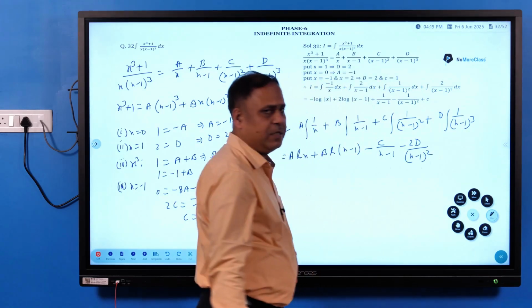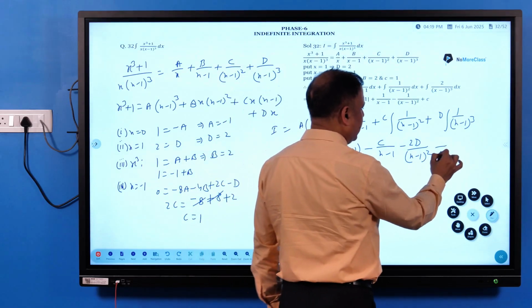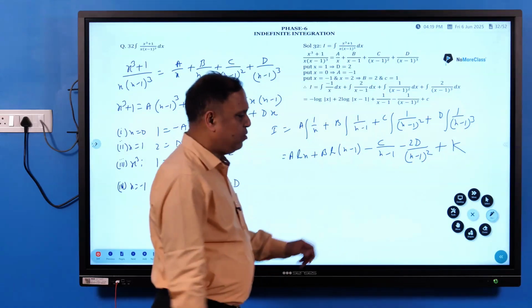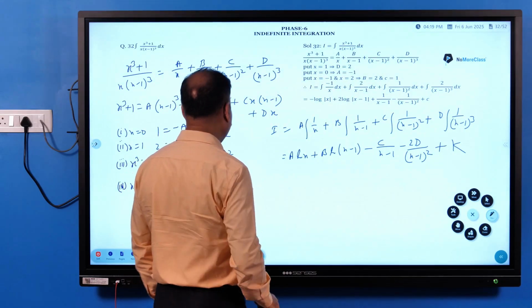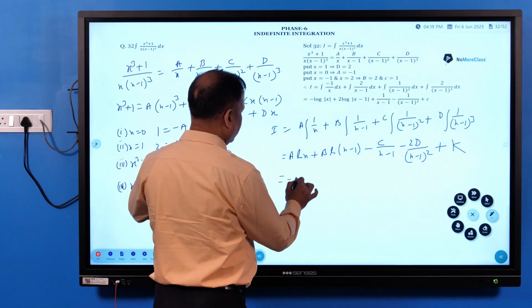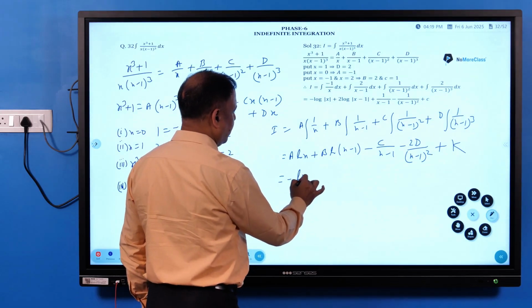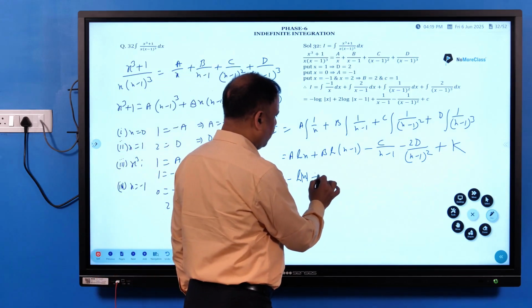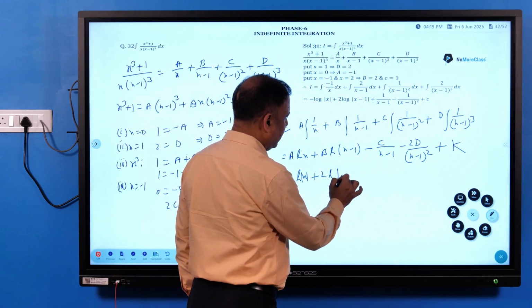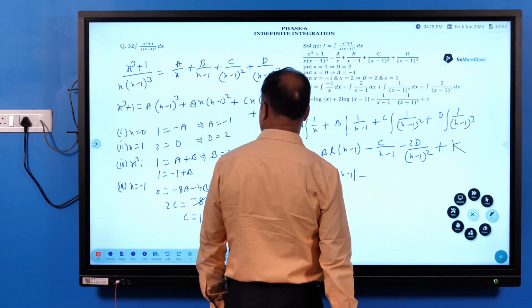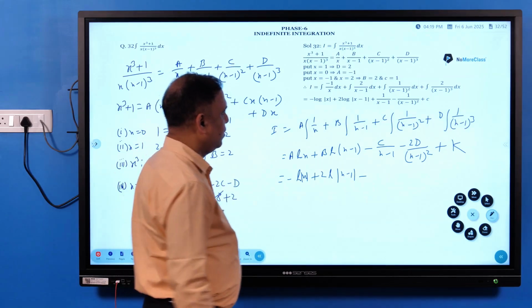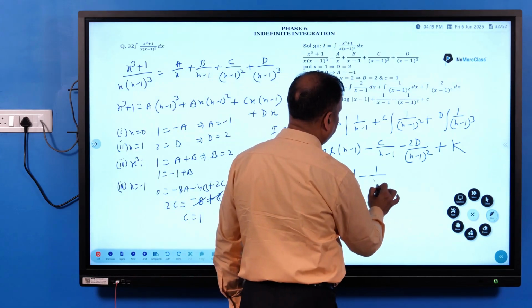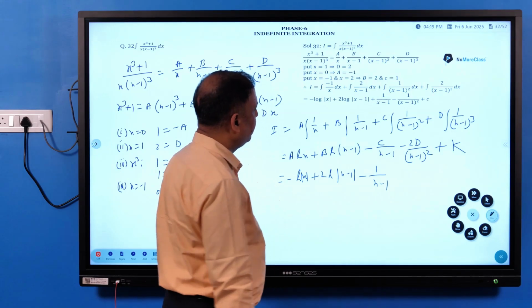Put the values of a, b, c, d, and some constant of integration will come. So what is a? a is minus 1. So minus log of mod x you can keep, plus b. b is how much? 2. So plus 2 log of (x minus 1) minus c. c is how much? 1. So 1 upon x minus 1.